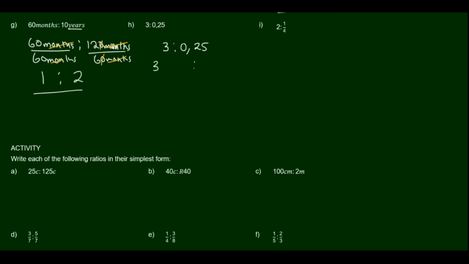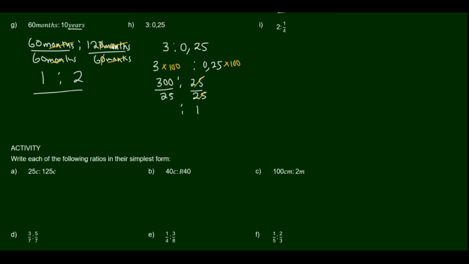3 is to 0.25. So we multiply both sides by 100 so that we get rid of the decimal fraction. And then we get 300 is to 25. Now the highest common factor between 300 and 25 is 25. So we divide by 25, divide by 25. Right, the easy one is this side: 25 divided by 25 is 1.